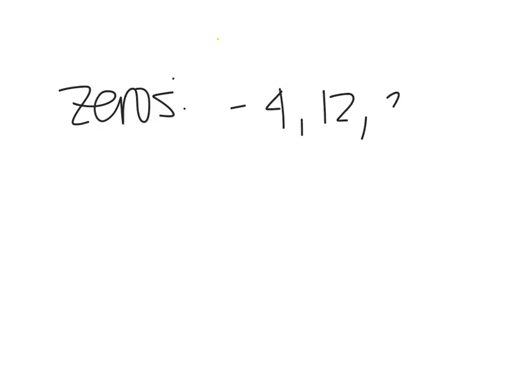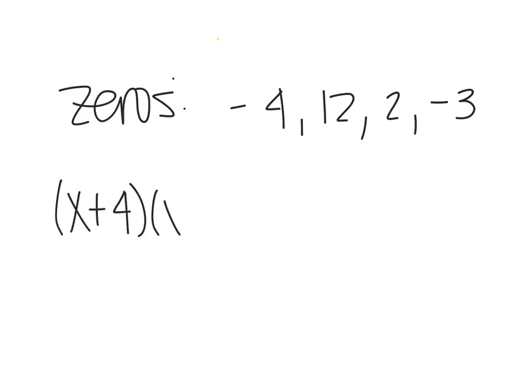If I were to give you a problem, this problem is not in there anywhere, and I were to tell you that the zeros of your function were negative 4, 12, 2, and negative 3, could you then turn around and write your function? Yeah. Okay, what would your function be? x plus 4, x minus 12, x minus 2, x plus 3. Okay.